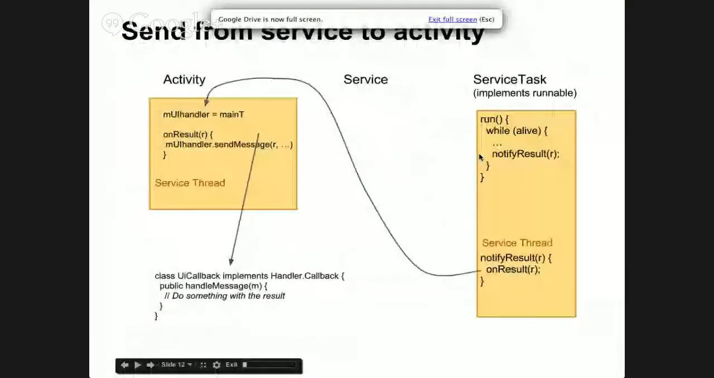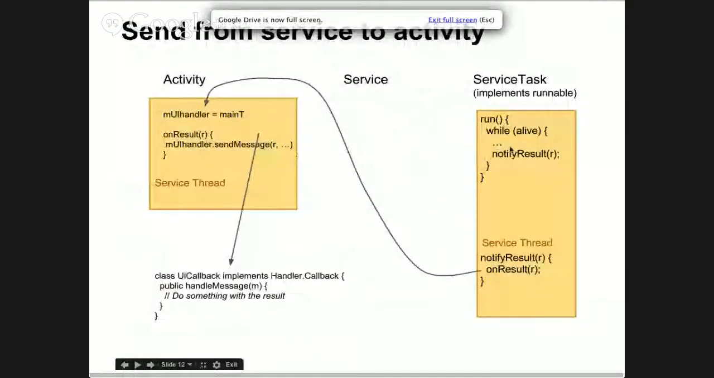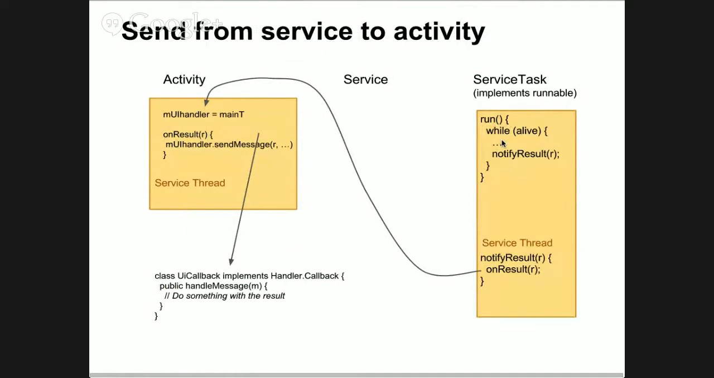So this is what happens, okay? You are running in the thread of the service, and from time to time you have a new piece of result that is ready. So what do you do? You call a method notifyResult(R). Your intent is to broadcast R to every listener. Now, I'm giving you a slightly more general solution than you need for this example, because typically you will have only one listener, okay?